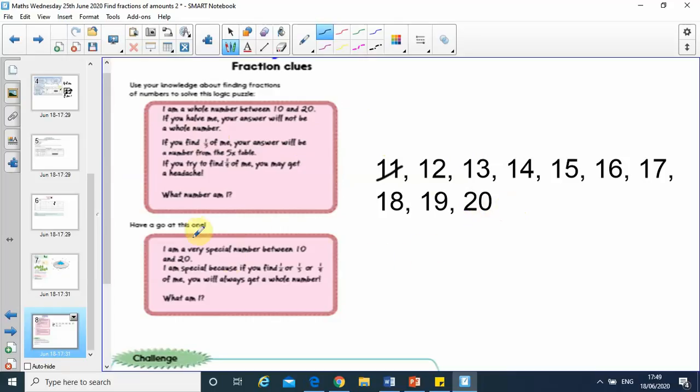Okay, once you've done that, there's another one to have a go at. I'm a very special number between 10 and 20. I'm special because if you find 1/2, 1/3 or 1/4 of me, you will always get a whole number. What am I? So again, you might not know it straight away, but what you need to do is the same. You need to look at the numbers between 10 and 20, so you may want to include 20. Find 1/4, find 1/3, find 1/2, and then hopefully you'll be able to have an understanding of what that number is.